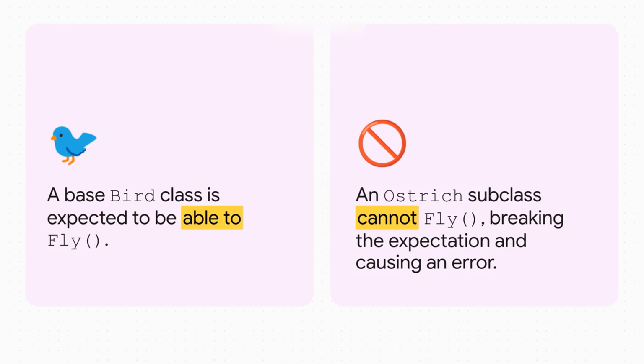The classic example here is the best one. Let's say you have a base class called Bird, and it has a fly method. Now, an ostrich is a bird, right? So we make Ostrich a subclass of Bird. But wait, ostriches can't fly.